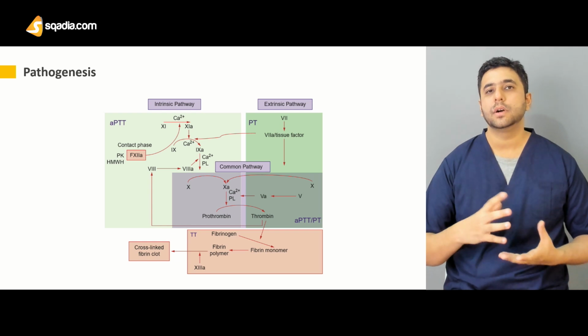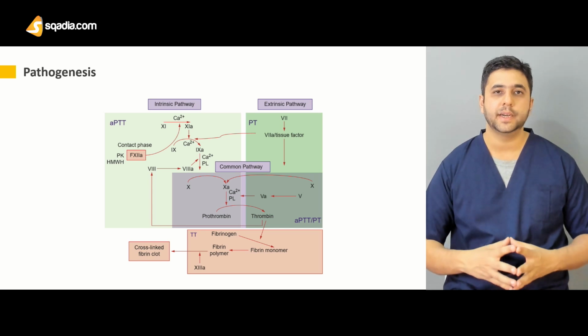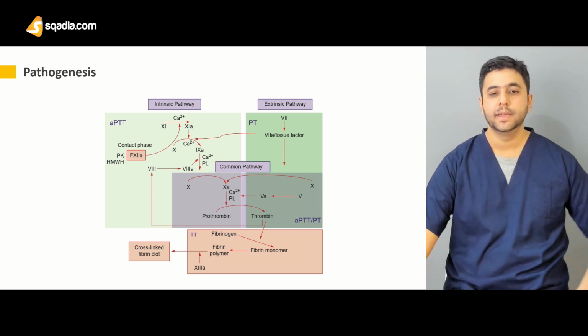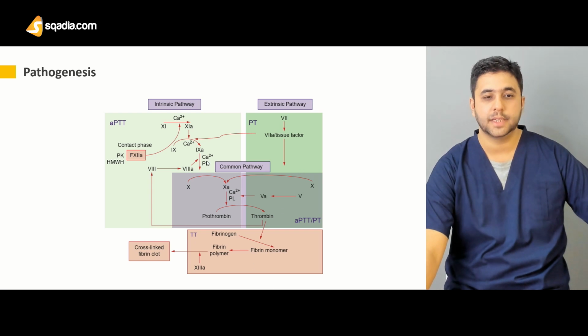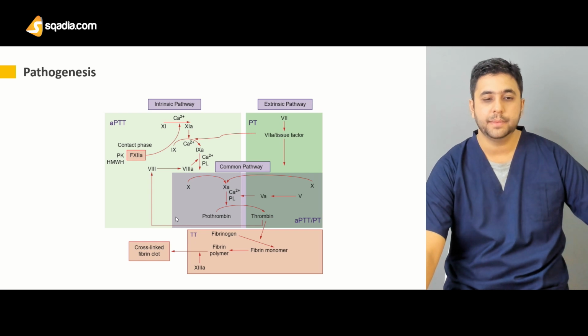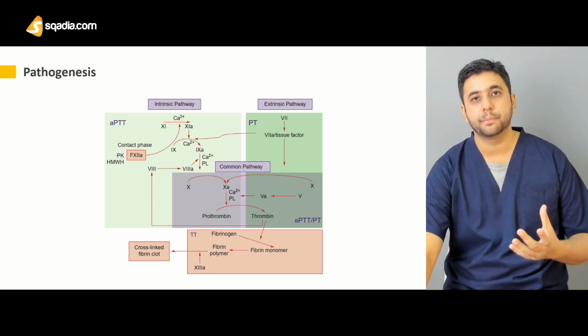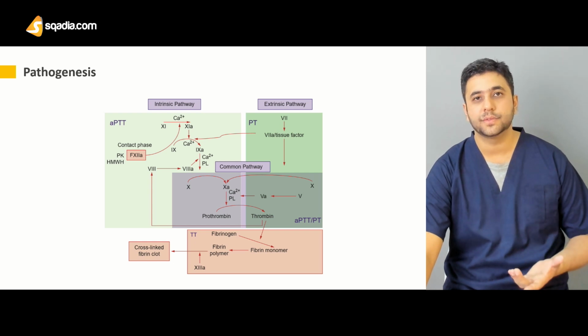That primary plug is not very strong, and it needs to be reinforced, and that reinforcement is provided by the coagulation cascade. This is an overview of the coagulation cascade pathway. There are two pathways, the intrinsic pathway and the extrinsic pathway, and both of them lead to a final common pathway. The output of this is a cross-linked fibrin clot, and this fibrin clot interacts with the platelet plug that was initially formed, leading to the formation of a strong plug. That leads to sealing of the bleeding blood vessel and the stoppage of blood loss.